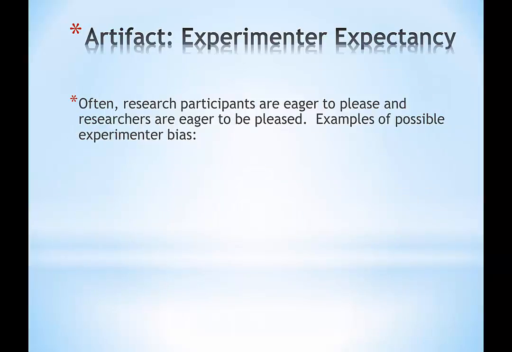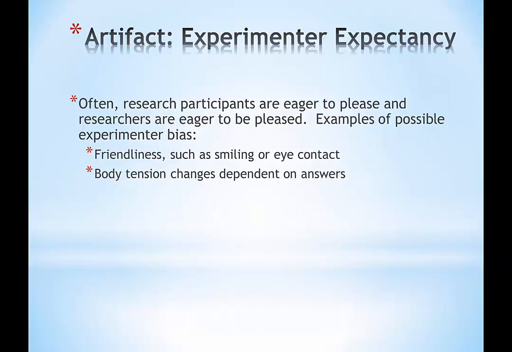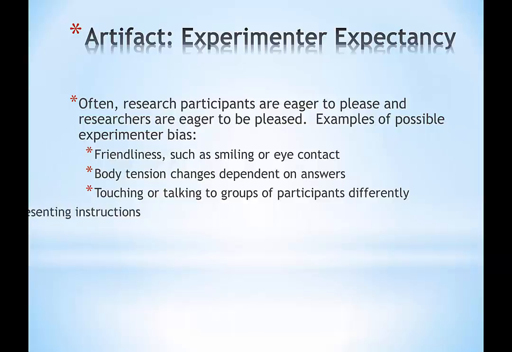You've heard me say this phrase already in this screencast: often research participants are eager to please and researchers are eager to be pleased. Some possible examples of experimenter bias: if I'm overly friendly before a study happens, or if you're answering questions from me and all of a sudden I tense up when I hear an answer I don't want, are you going to pick up on that cue and change your answer or be more nervous for the following questions? Do I walk over to the left side of the room and treat them one way, then walk over to the right side of the room and treat them another way? Is that an indicator of experimental group, control group?